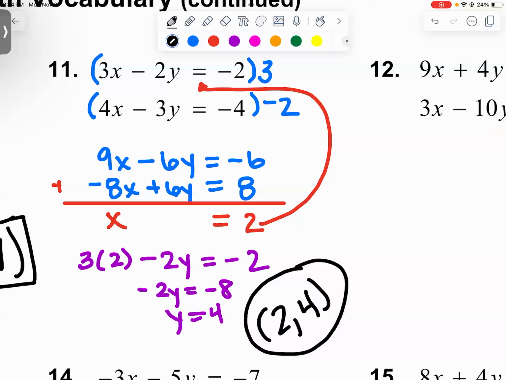Allison, what can I do for you? Your face does not say that. Brooks, not quite yet. What I'd like you to do, I want you and your elbow partner to do number 12.